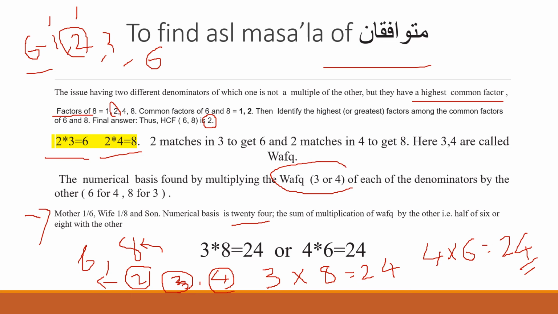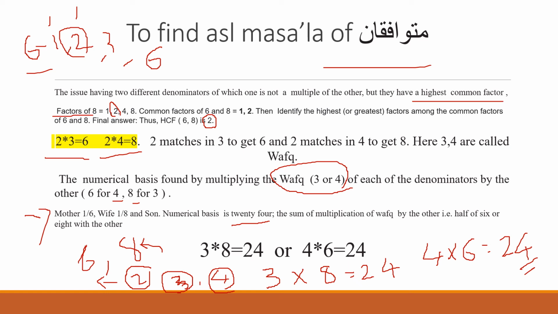Okay, so the numerical basis is found by multiplying the wafq. What is the wafq? This one is the wafq. The wafq of each denominator by the other. So you can multiply 6 by 4, or 8 by 3. Then you will get 24. 24 is the asl al-mas'ala, the numerical basis.